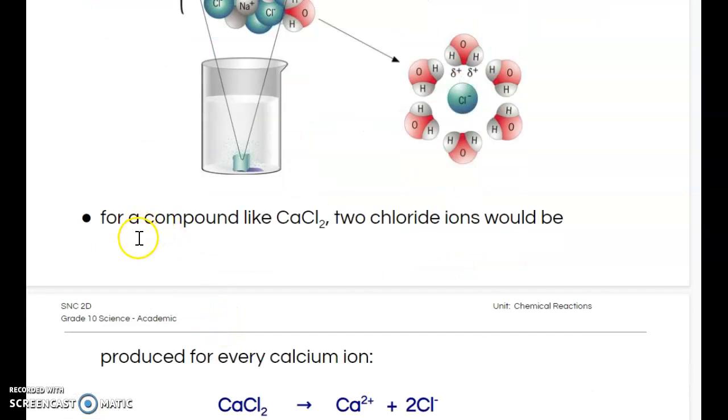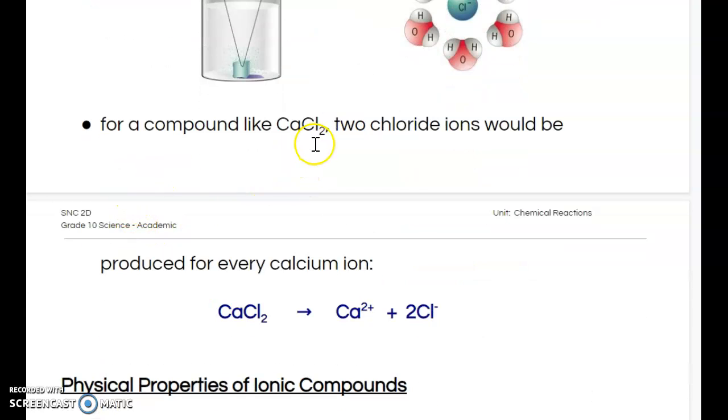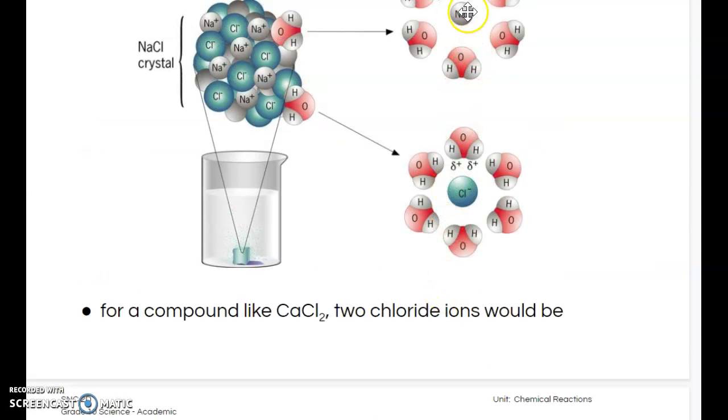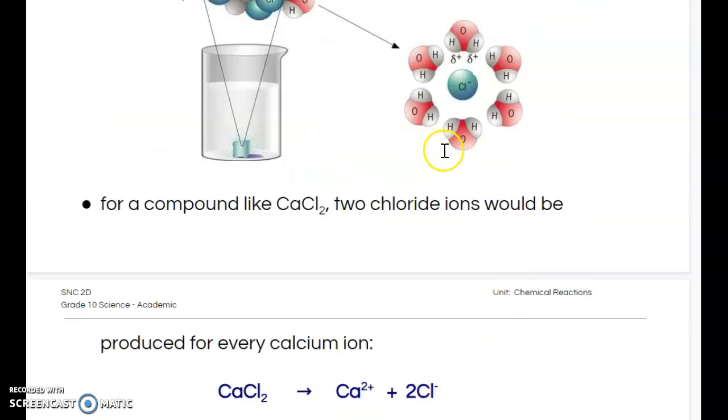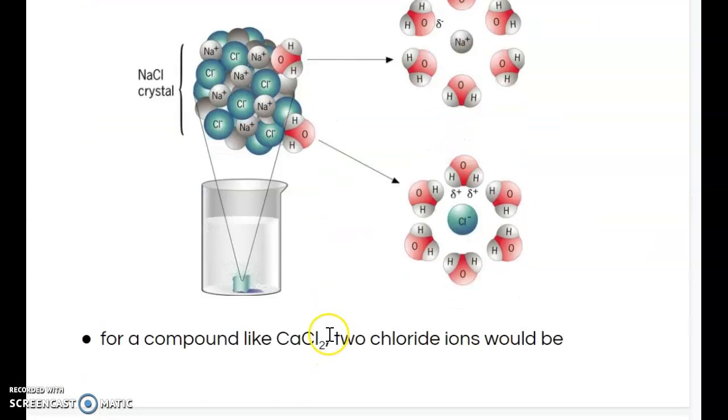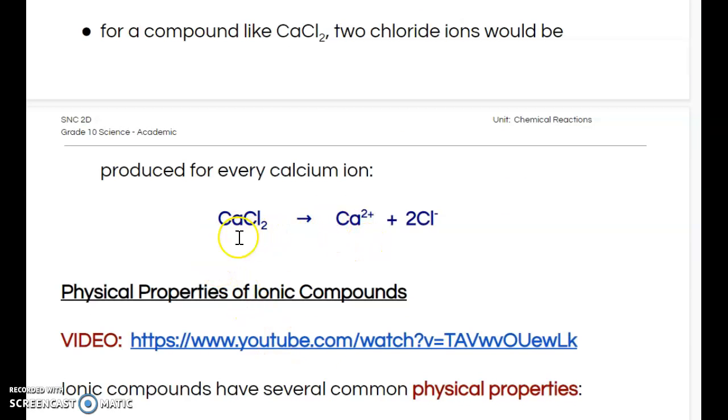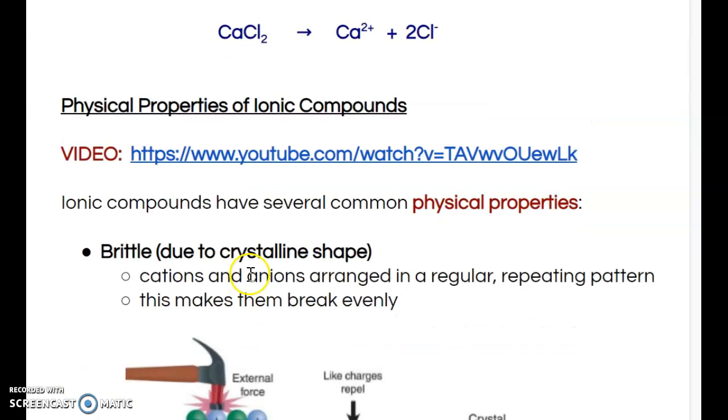Same thing for calcium chloride. There's going to be two chloride ions for every calcium ion produced. So in sodium chloride, you had one chlorine atom produced for every sodium produced. But for calcium chloride, you're going to have two chlorine atoms for every calcium produced.